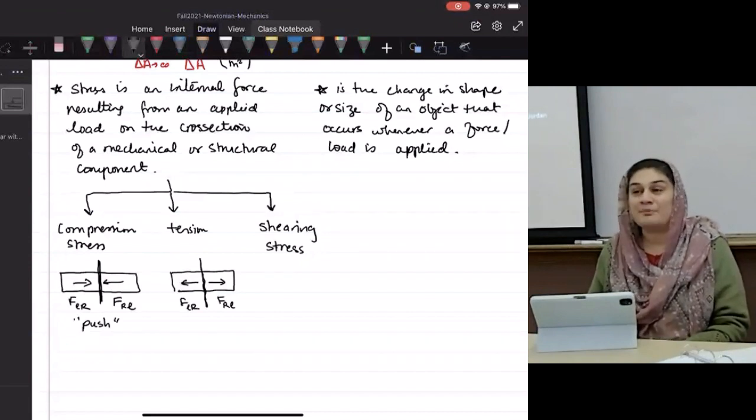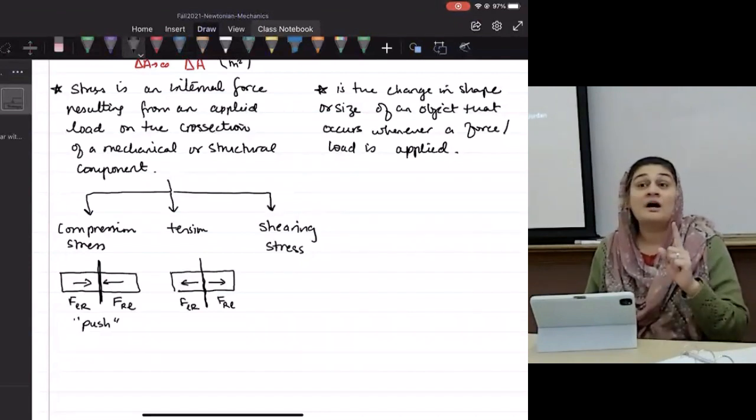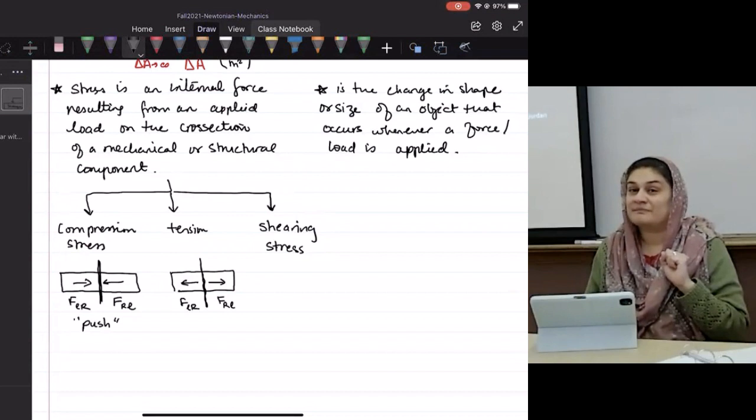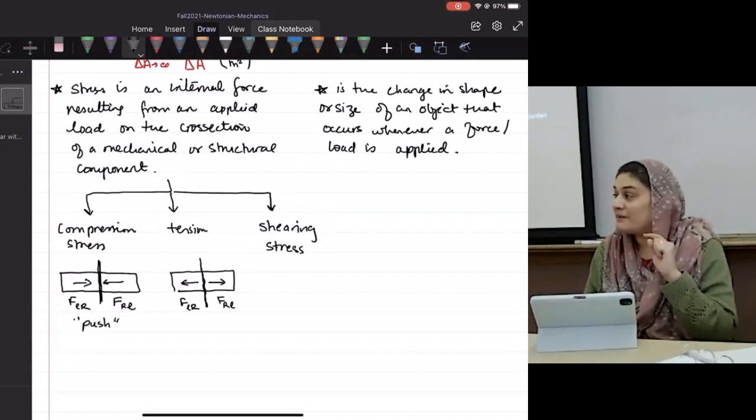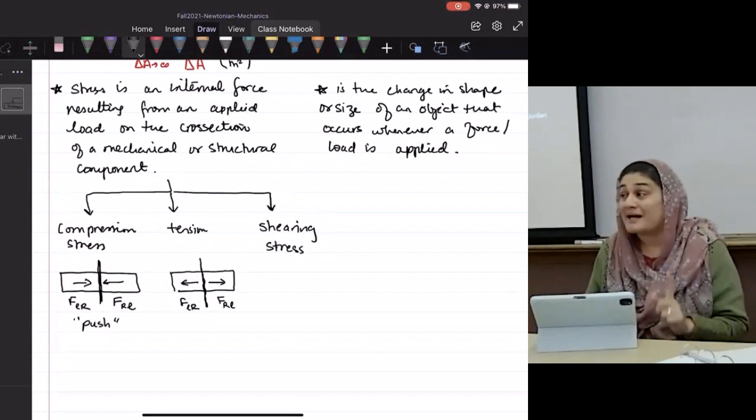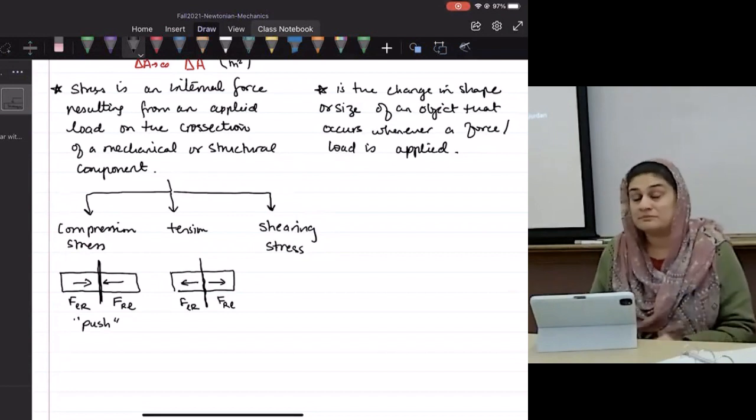Will they be equal and opposite to each other? Yes. Only for isotropic. So for isotropic, absolutely it will be true. But for anisotropic, they may or may not be true.